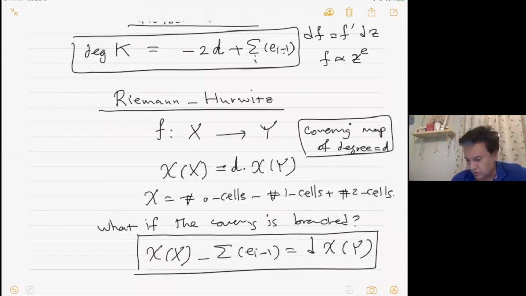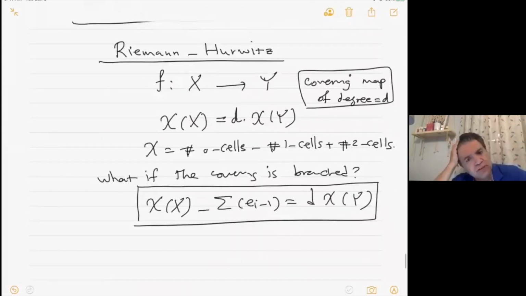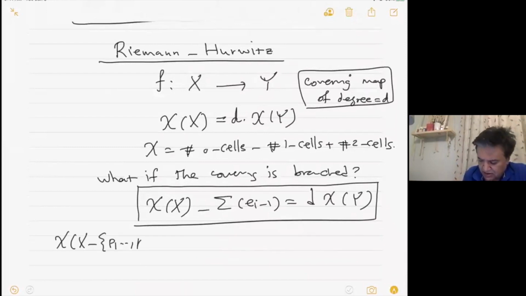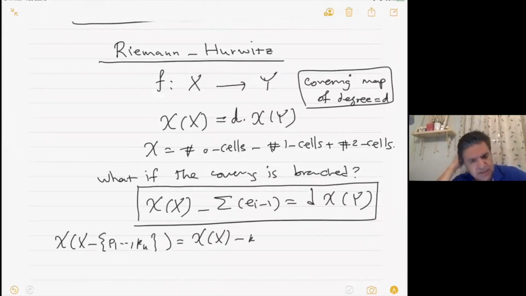I proved it very intuitively, and it can also be proved more rigorously by removing these bad points and talking about the Euler characteristic of X punctured with some points. So instead of taking the Euler characteristic of X, you take the Euler characteristic of X minus a few points. And it's not too hard to show that the Euler characteristic of X minus, say, K points is the Euler characteristic of X minus K. This is true, so using this, I can actually prove this rigorously.